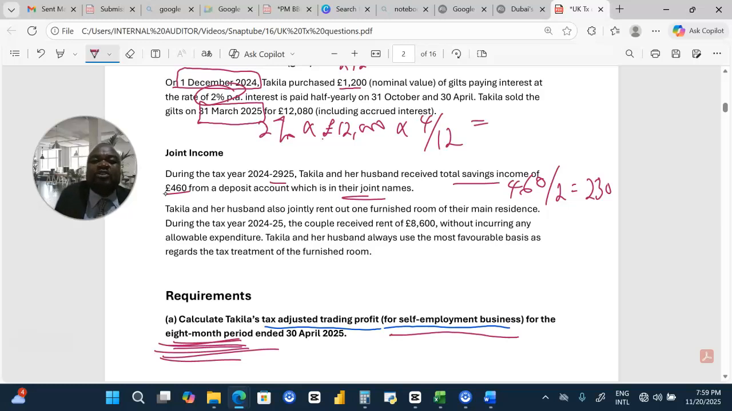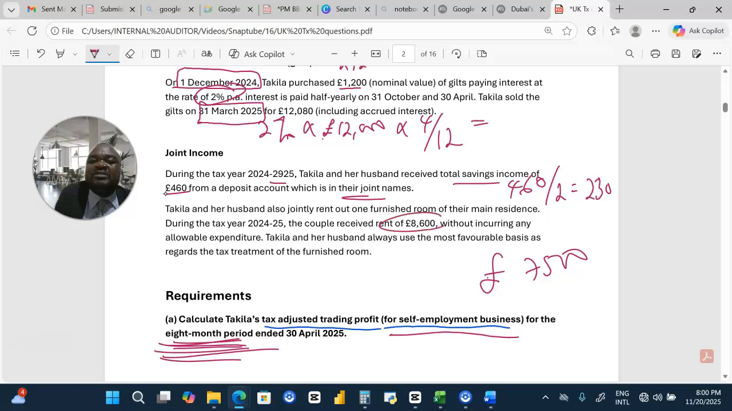Takila and her husband also jointly rent out one furnished room of their main residence. During the tax year 2024-2025, the couple received 8,600 without incurring any allowable expenditure. So they were renting out one single room, which was furnished. And if you are letting out a room from your main residence, there is a relief known as the rent a room relief, which is about 7,500 pounds.